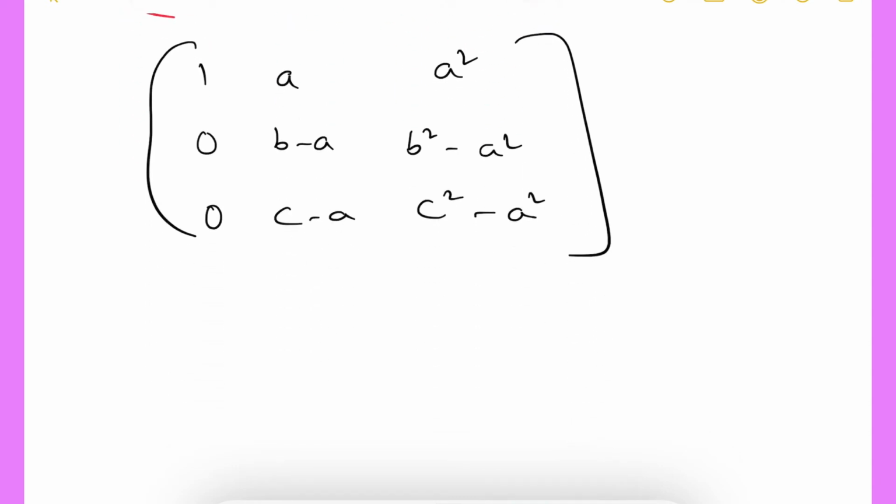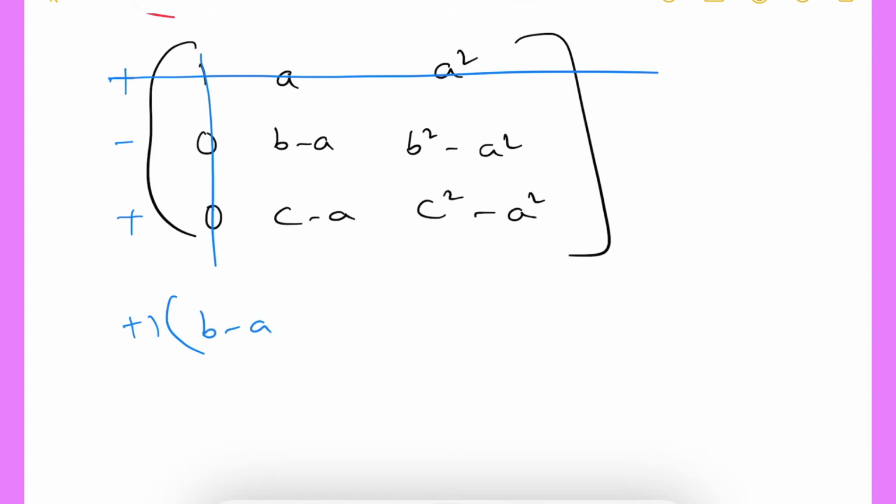So now I'll find the determinant according to the first column. This will become plus, this will become minus, then this will become plus. Sorry, instead of the first row, I am going through the first column. Now plus 1 into, removing that total column as well as the total row, we remain with b minus a into c square minus a square, minus c minus a into b square minus a square.